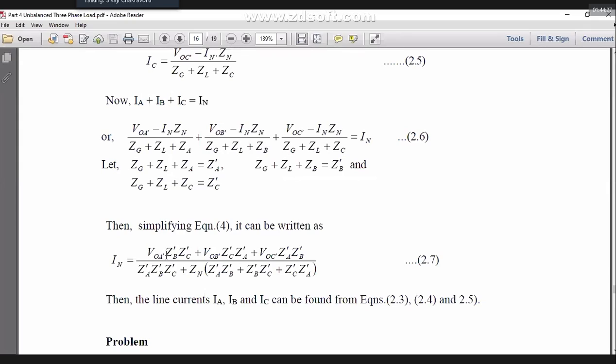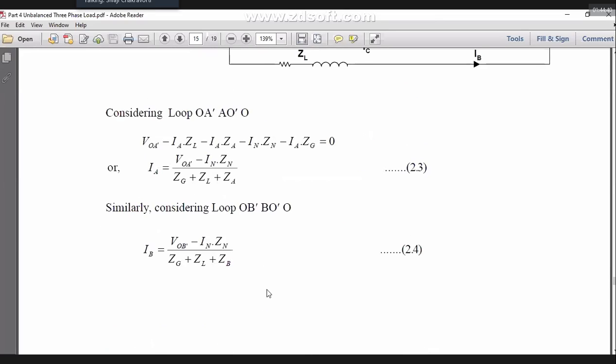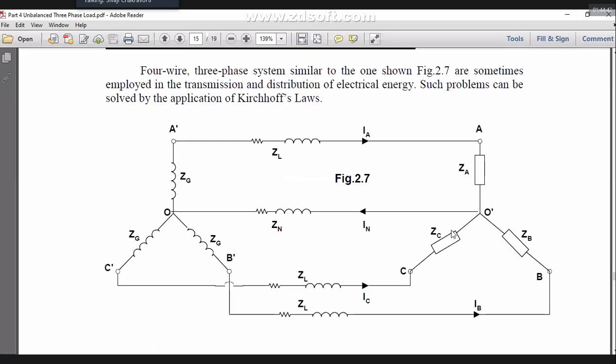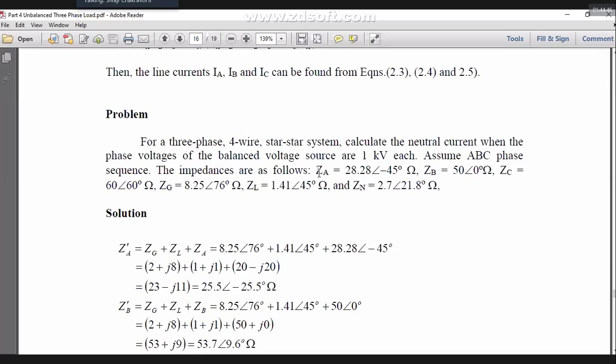So this line impedance ZL is the same for IA, IB and IC, but it is different for neutral. So we write ZN. All this is now a very complicated issue because the neutrals are at different potential. The two terminals are at different potential. The impedances of the lines are all different in magnitude as well as phase. Then how do I solve it?